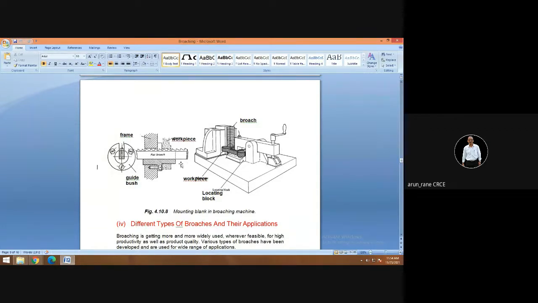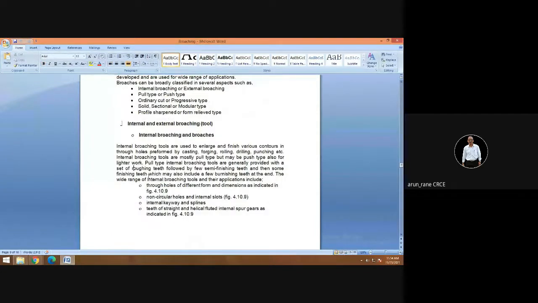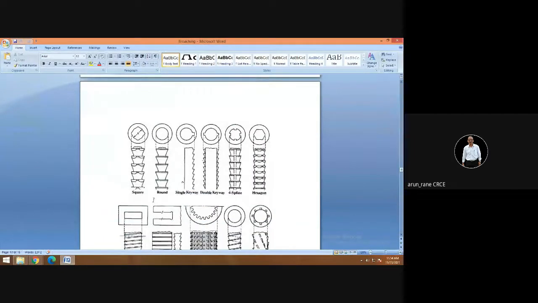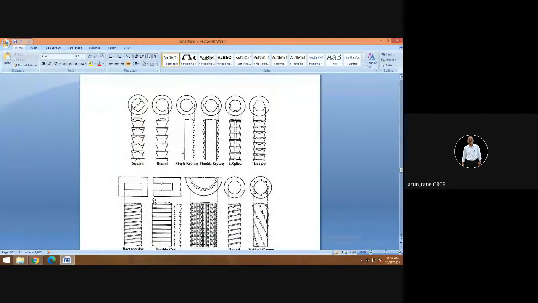This particular application shows broaching of a keyway. See, this is a flat broach which is used for a keyway, and here you can see this is a workpiece in which this hatched portion is being broached. That is what is called the keyway. So the internal broaching machine is commonly manufactured.